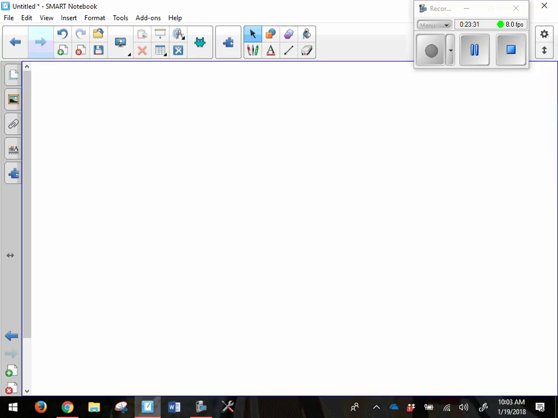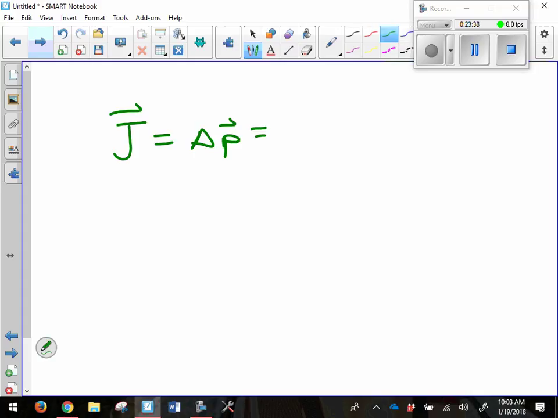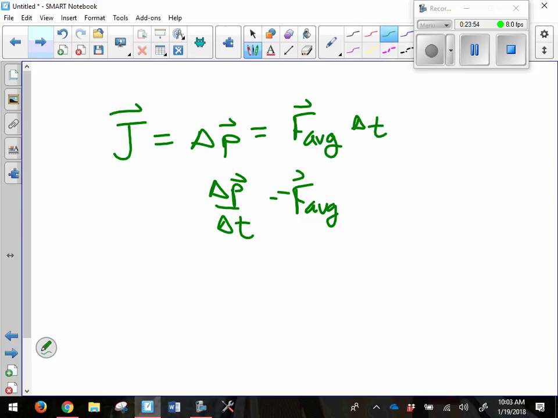So I just want to kind of write this out one more time, that impulse is equal to the change in momentum, and that's also going to be F average times delta t. Because that means that I can also say that F average is going to be delta p over delta t, which I may need later.